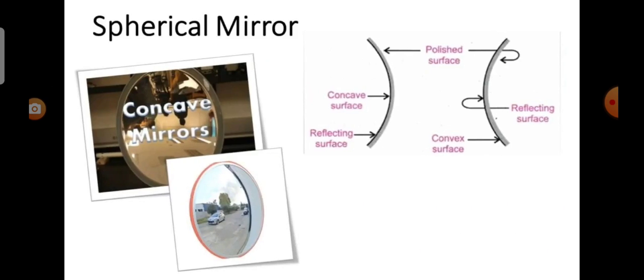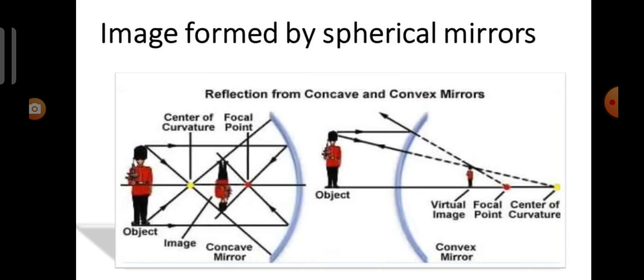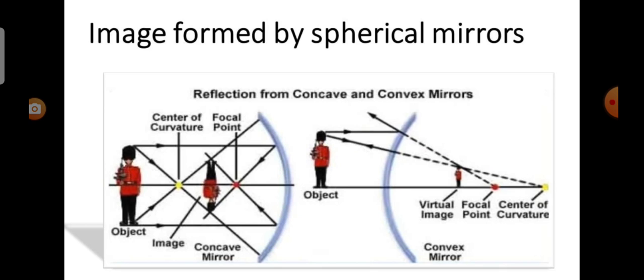Now we see about the spherical mirror. In curved mirrors, the reflecting surface can be considered to form a part of the surface of a sphere. Such mirrors whose reflecting surfaces are spherical are called spherical mirrors. Here we see the image formed by spherical mirrors.